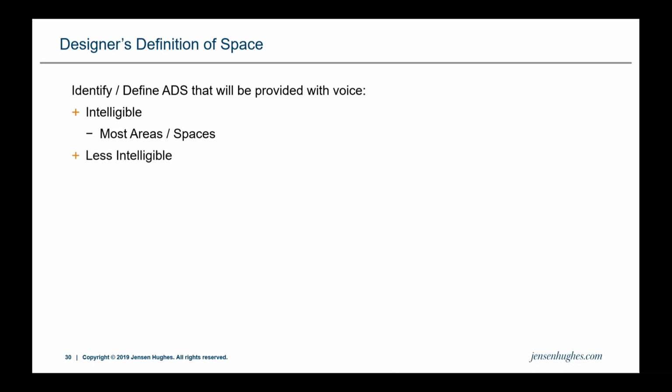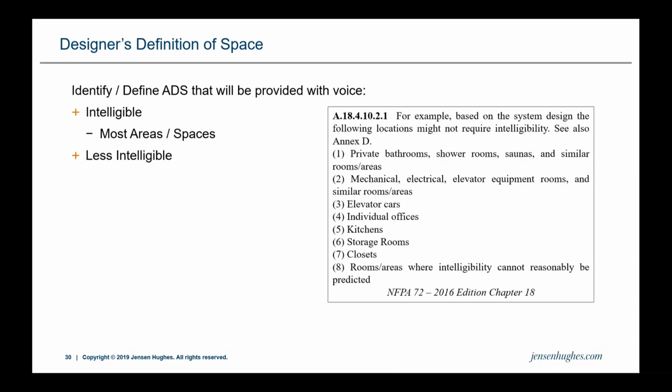Next, we define those areas that will not require intelligibility, or less intelligibility is probably the better way to say that, even though we'll be providing loudspeakers in those spaces. Now, the annex of the code clearly states a number of locations that might not require intelligibility, and they include some of the spaces we've noted, like elevator cars and individual offices and closets and storage rooms and the like. Again, we have to go back and remember what those spaces are being used for, even if they're being called by a certain name, what is really going on in the room.